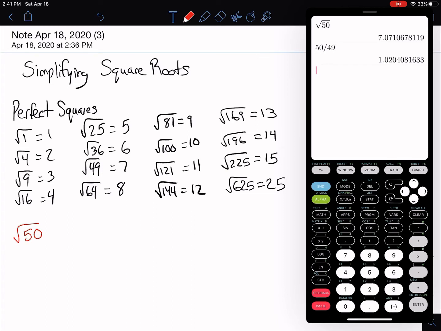It's as quick as just plugging into your calculator, and we're looking for the highest number we can get such that we don't get a decimal. And you have to start in this order. So 50 divided by 49, we get a decimal. It doesn't work, we go to the next one. 50 divided by 36. It doesn't work, we go to the next one. 50 divided by 25. It works, excellent. So the numbers that we're going to be using are 25 and 2, with 25 being the perfect square.